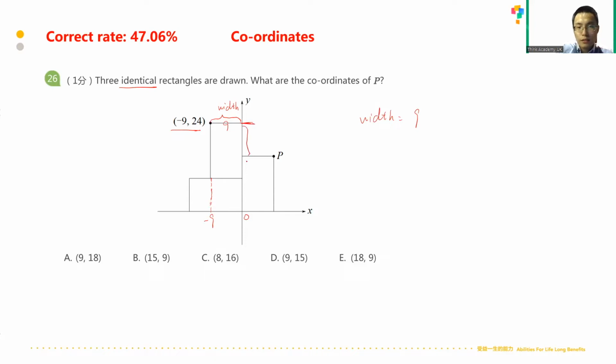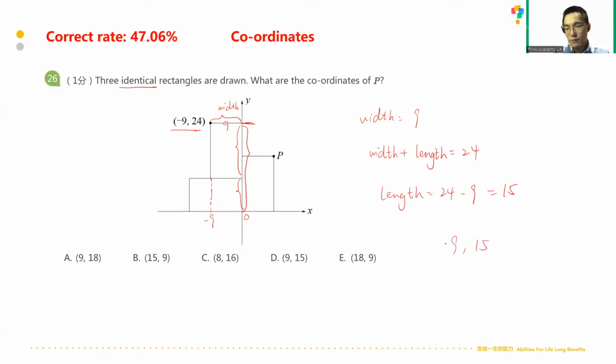And if we look at the y coordinate is right here. So it is consisted of a width and a length. So width plus length equals 24. And we already know that width is 9. So that means a length is 24 minus 9. So it'll be 15. Okay. And the question is asking us to get the width. The width is the x coordinate and the length is the y coordinate. So it'll be 9, 15, which is the correct answer. So D is the correct answer.